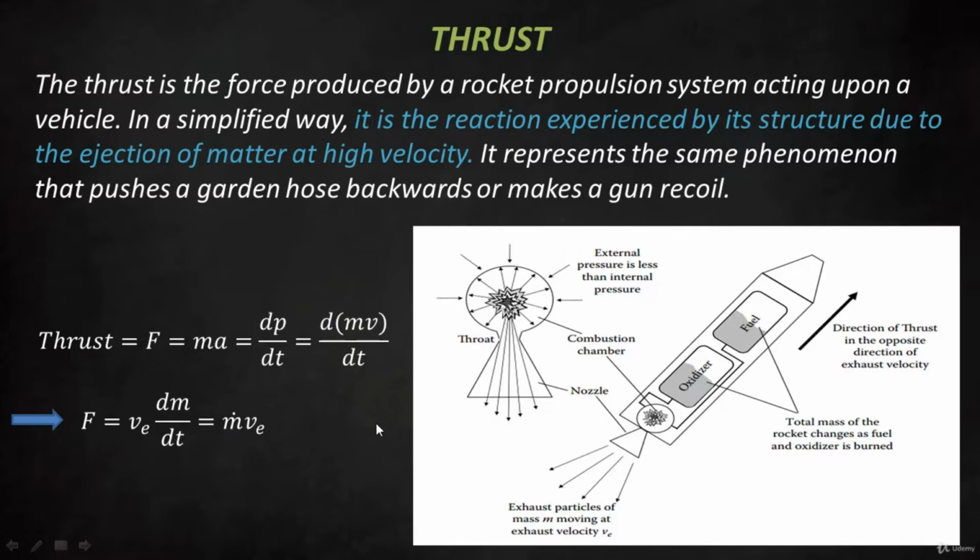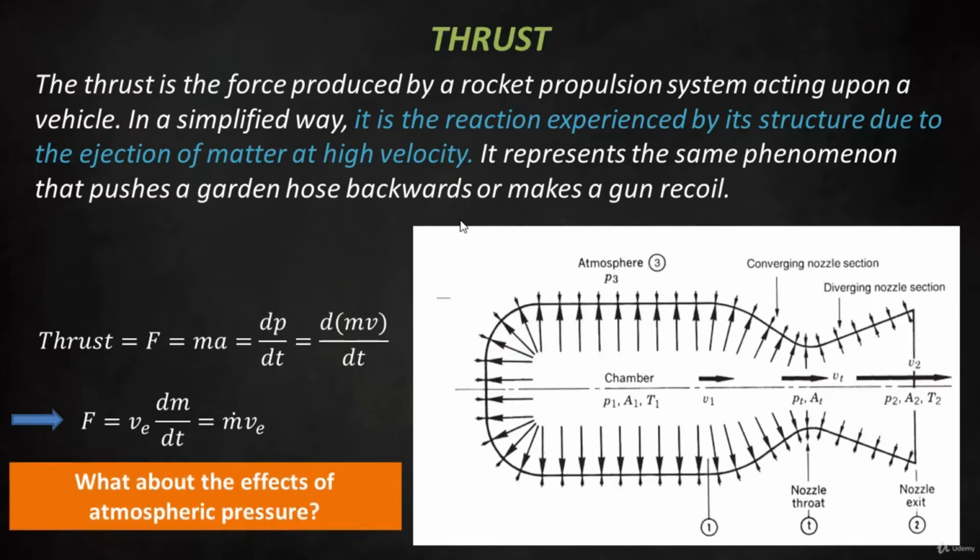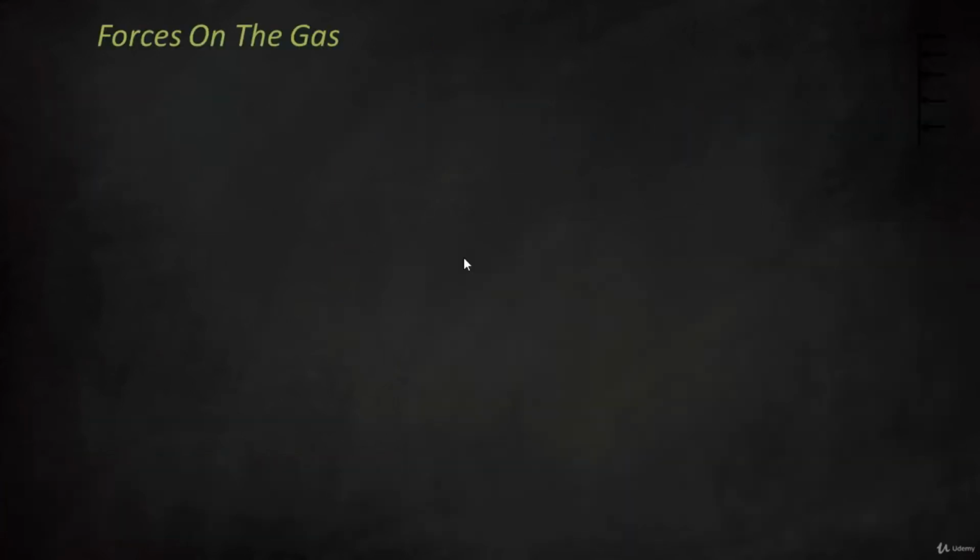But since we said that thrust is the reaction experienced by the structure, there is one thing that we did not take into account, and that is the atmospheric pressure. What about the effects of atmospheric pressure? What about the force caused by the pressure of the atmosphere? In our thrust equation, we did not take into account the force caused by the atmospheric pressure. In other words, that equation is incomplete. So to see the complete thrust equation, we have to consider the forces on the gases. The force on the gas.